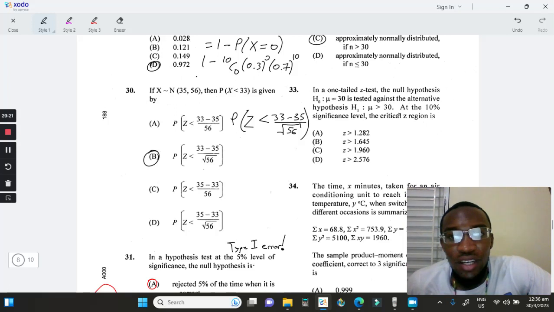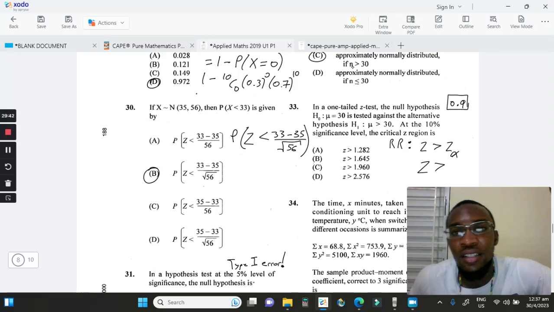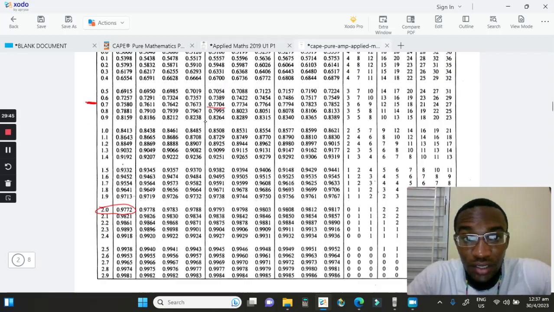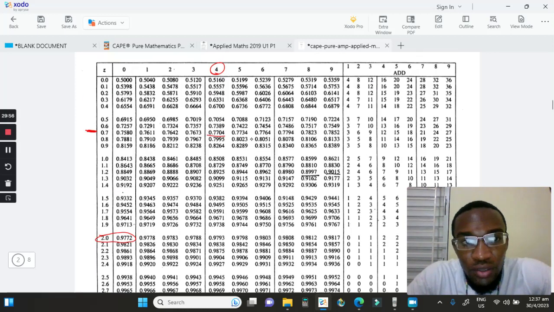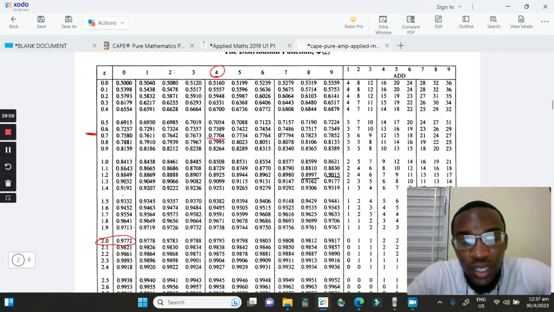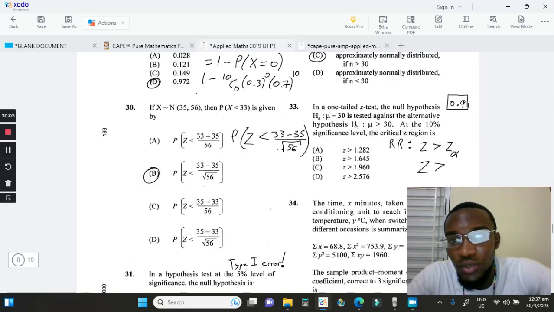Number 33, in a one-tailed test, the null hypothesis H0 is mu equals 30, H1 is mu greater than 30. At the 10% significance level, the critical Z region or your rejection region. Remember your rejection region then is going to be when Z is greater than Z alpha, and alpha is at 10% significance level. So looking at when it's accepted 90% of the time. So Z is greater than, you go into the table and look at 90%. Where is 90? Here is 90. In between 1.28 and 1.29. So I'll go with 1.285. So that's in between. So 1.285 or 1.282. That's it, 1.282. Easy.